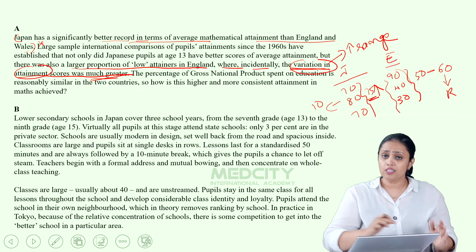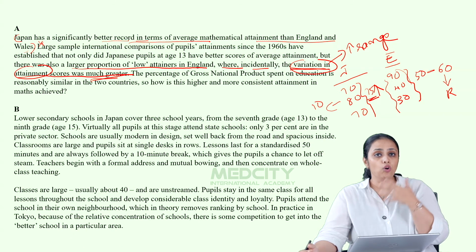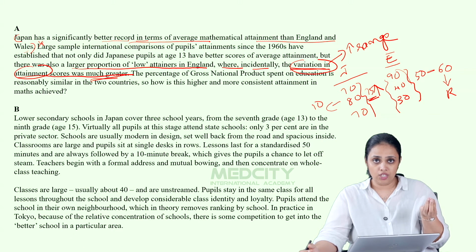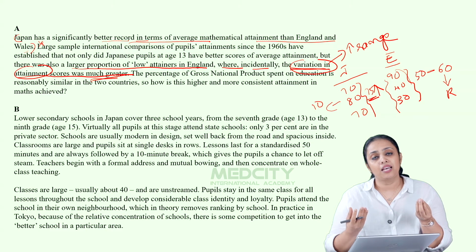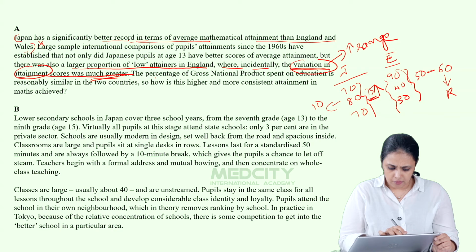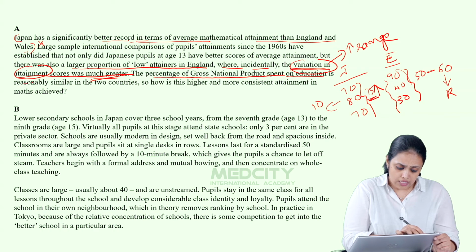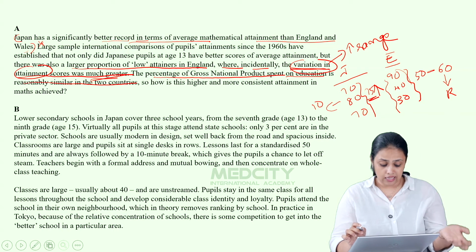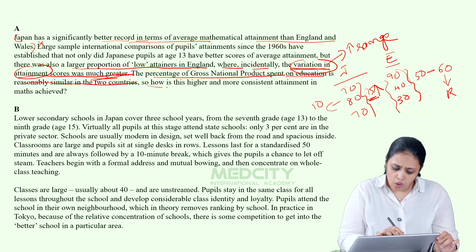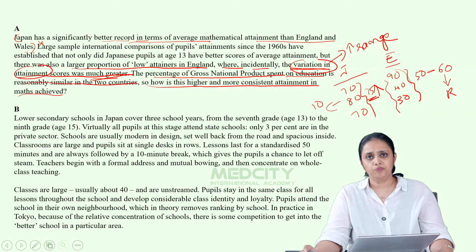Now let's check whether the writer also has the same claim. Does the writer also say that if more is spent on education, then the attainment in maths score will be higher? So here something is mentioned about the GNP. The percentage of gross national product spent on education is reasonably similar in two countries, that is in England and Japan. So how is this higher and more consistent attainment in maths achieved?